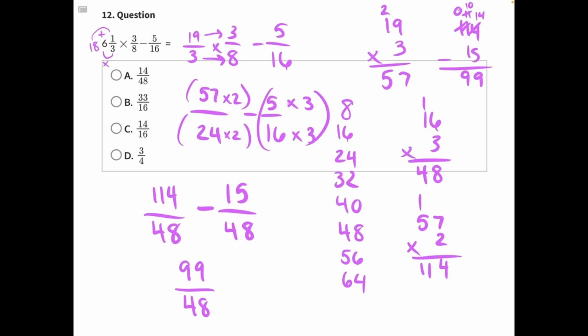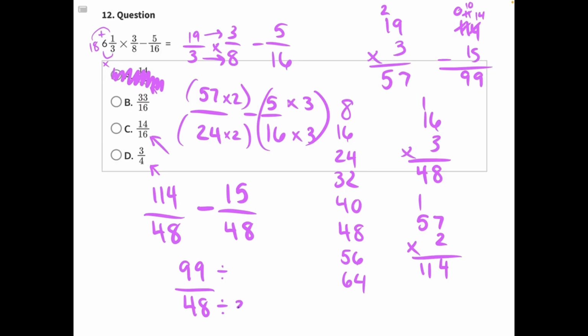If I look at my answer choices, it definitely can't be A, because this says 14 over 48, not 99 over 48. And my other options either reduce it all the way down to 4 or reduce it down to 16 in our denominator. So let's try dividing the top and bottom by 3 to start. If that's not enough, then D is likely our correct answer.